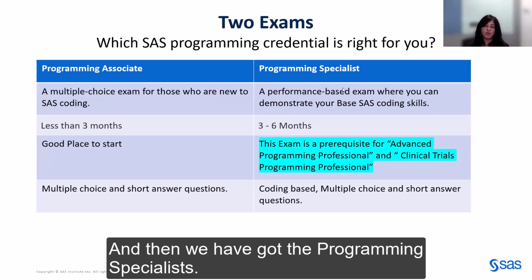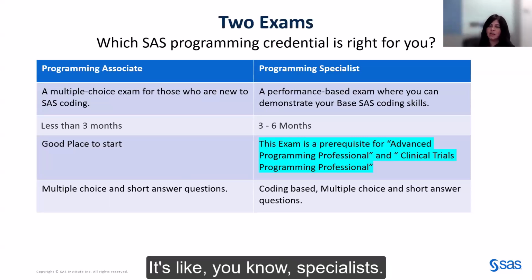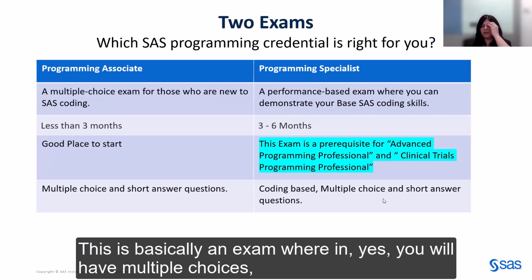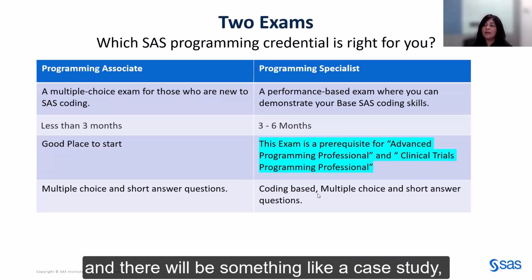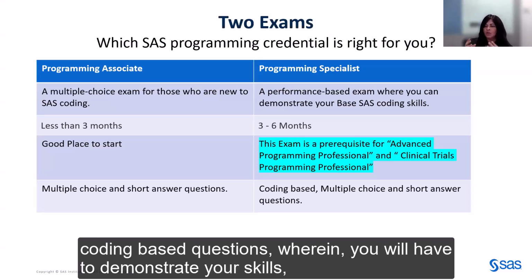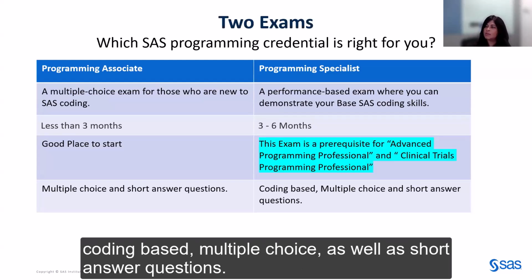And then we have got Programming Specialist. Now, Programming Specialist is an exam, as the name suggests, like specialist. So you are expected to have about, let's say, 3 to 6 months of experience at least. This is an exam wherein, yes, you will have multiple choices. There will be short answer questions also. And there will be something like a case study, bite-size project kind of questions, coding based questions, wherein you will have to demonstrate your skills and write programs.